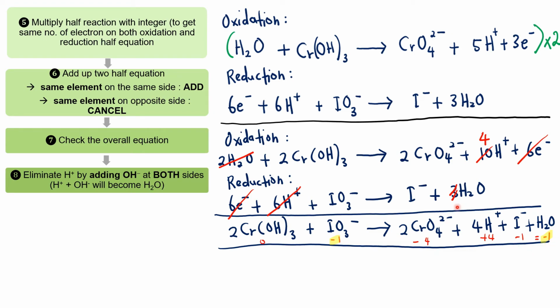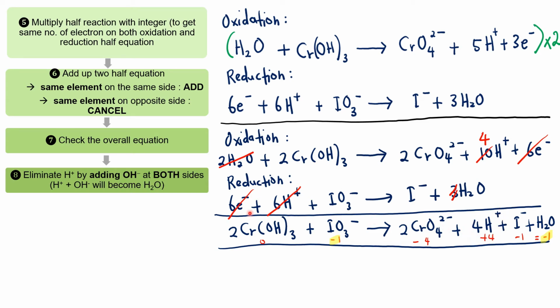Okay, but now, untuk kita punya task kali ni, you need to balance in basic solution. So untuk basic solution, kita kena ada tambahan satu lagi step, iaitu eliminate H plus by adding OH minus at both sides. Okay, tengok dekat sini, do we have H plus ion? We don't have H plus ion. Do we have H plus ion di sini, di sebelah kanan?